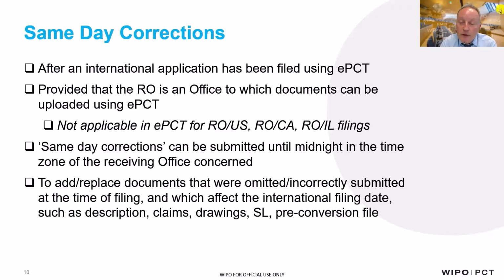So for example, you realize that you have filed an international application and you have attached the wrong set of claims. Using the same-day correction action, then you can re-upload the correct set of claims, provided that you do that before midnight in the receiving office time zone. And in such a case, the receiving office will replace the wrong set of claims by the correct one.